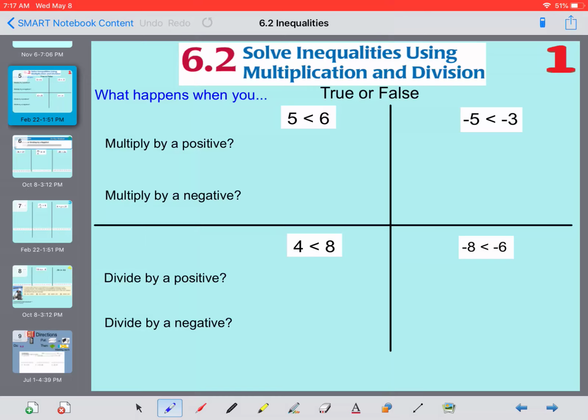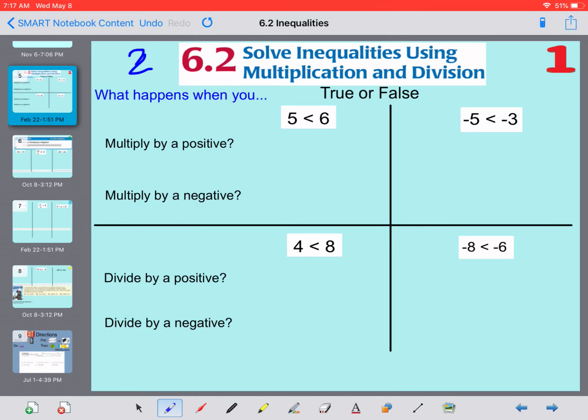Hello, today we are doing 6.2, which is solving inequalities using multiplication and division. So first we have 4 inequalities here, and we are going to figure out what happens to the inequality when we multiply by a positive and a negative number, or divide by a positive or a negative number. For all of these, we are going to use the number 2, and we're just going to multiply by 2 or divide by 2.